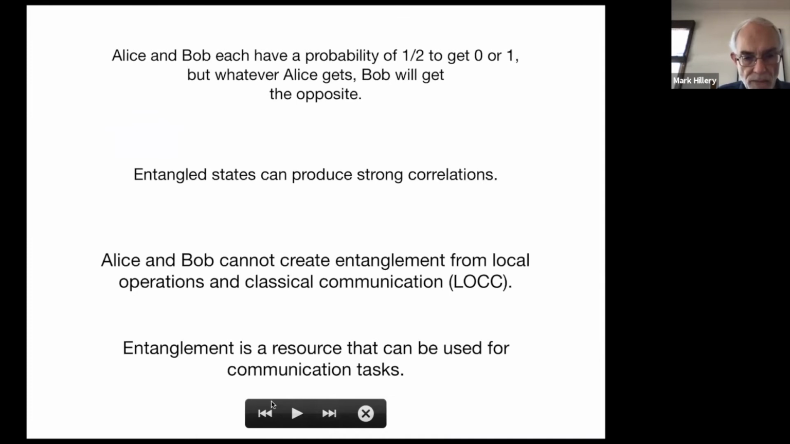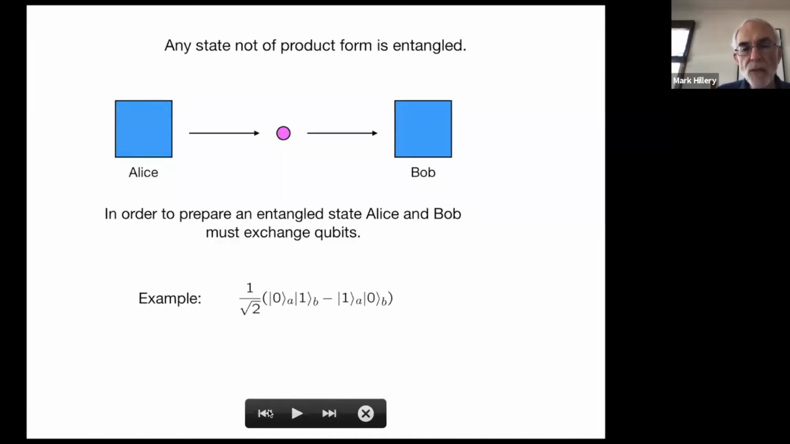They can't do it by what's called LOCC, local operations and classical communication. In other words, if Alice and Bob start with 2 qubits and they're not entangled, and they want to entangle them, they cannot do it by just doing operations in their own laboratories and then talking on the telephone to each other. That's what LOCC really means. They actually have to exchange qubits. So classical communication won't do it. They have to exchange qubits to create an entangled state.